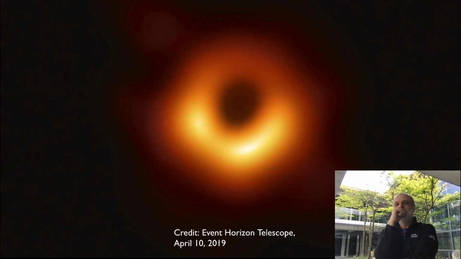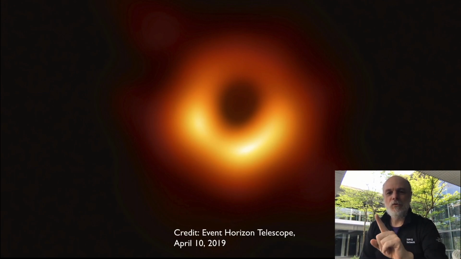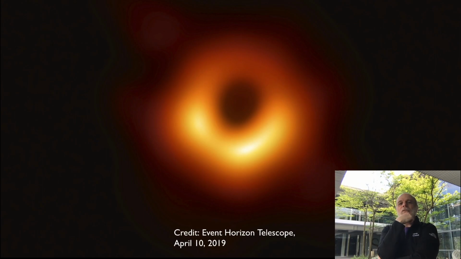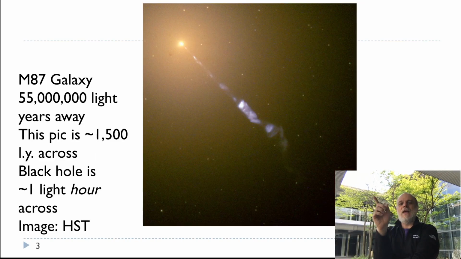First off, this is a picture of a black hole. I hope you all saw this last year. This picture was released on April 10th, 2019, which happens to be my birthday, so I thought it was a tremendous birthday present for me because I'm a big astronomy fan. This you're seeing here is the first picture ever taken of an individual black hole. It sits at the center of the M87 galaxy, which is 55 million light years away.